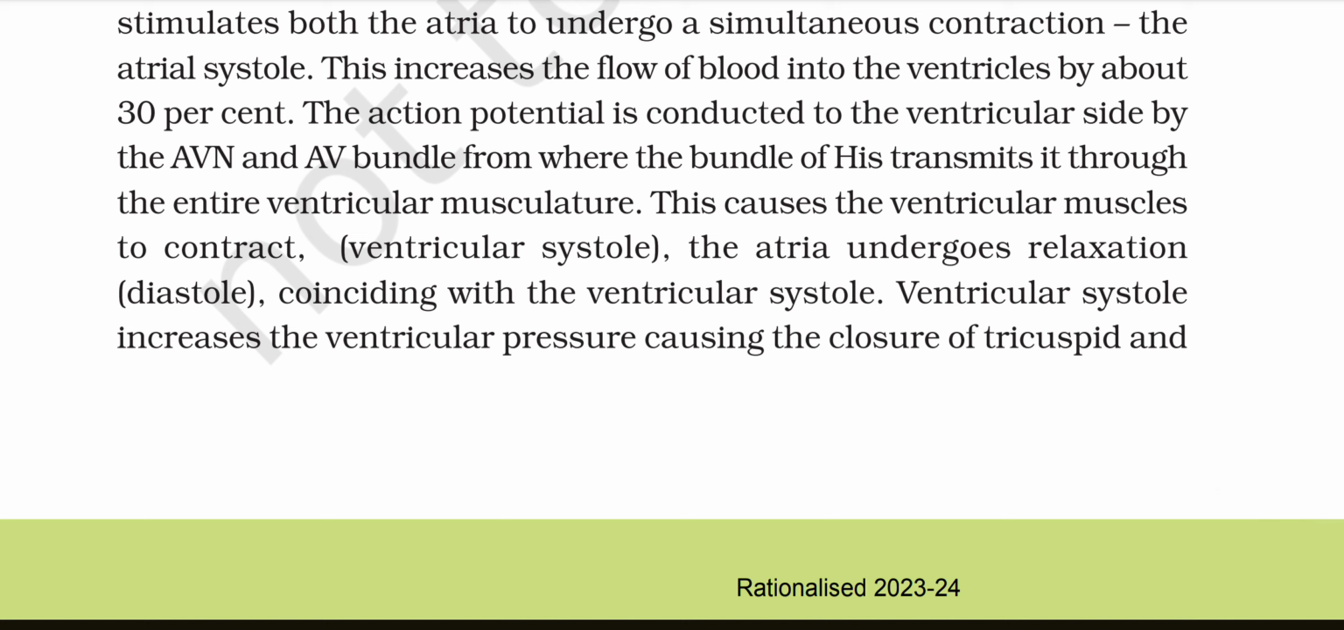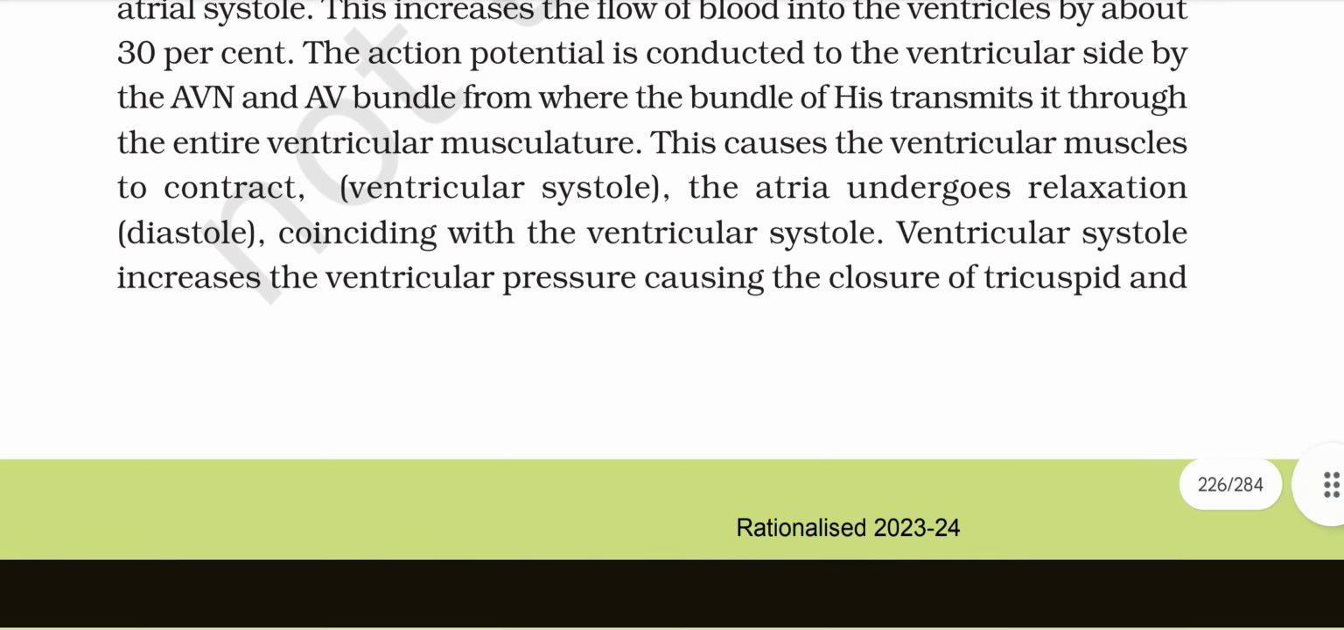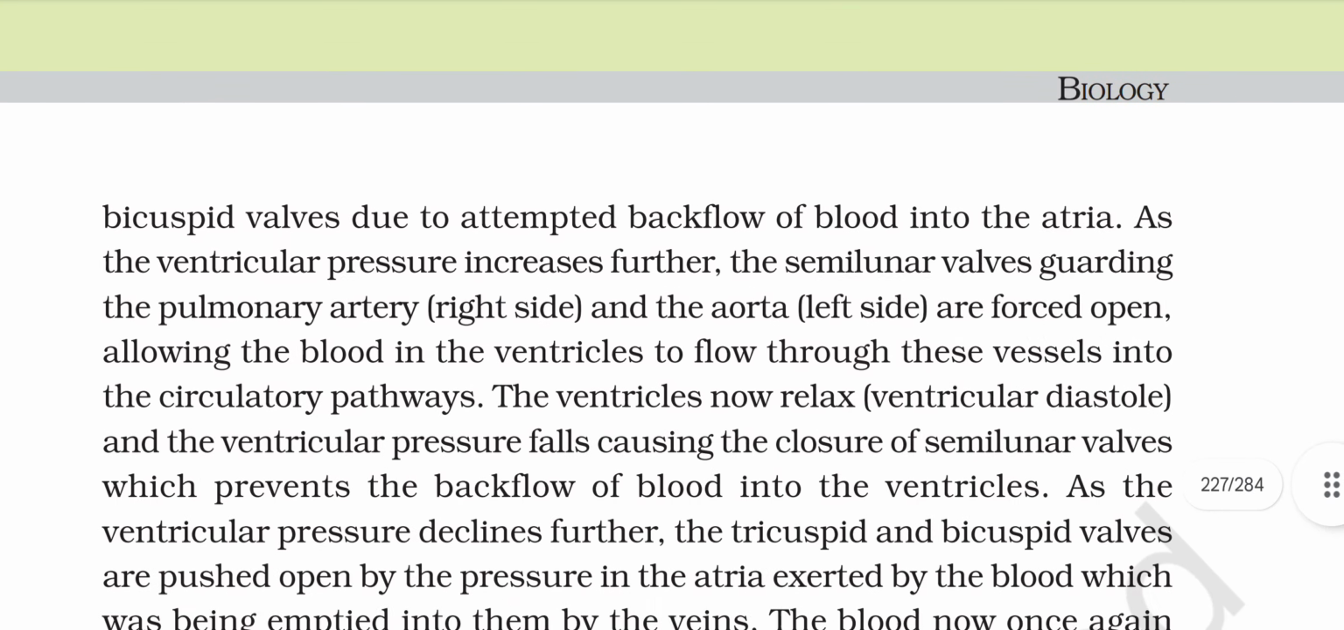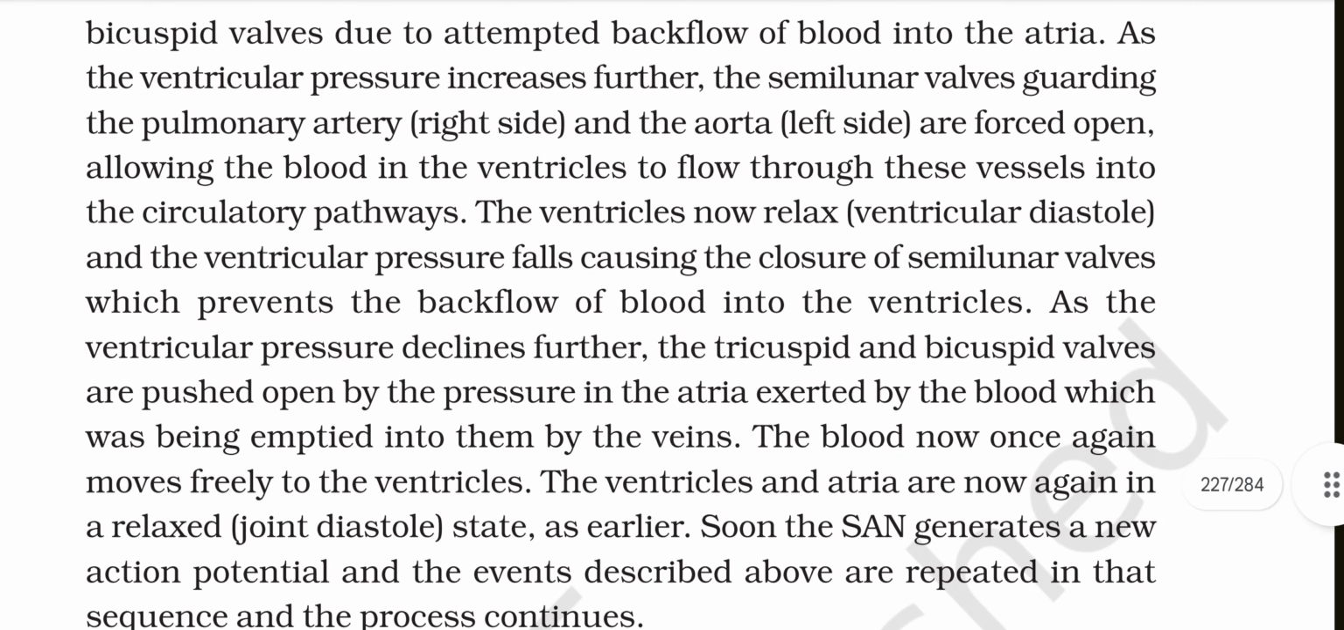Ventricular systole. The atria undergo relaxation, atrial diastole, coinciding with the ventricular systole. Ventricular systole increases the ventricular pressure, causing the closure of the tricuspid and bicuspid valves due to the attempted backflow of the blood into the atria.